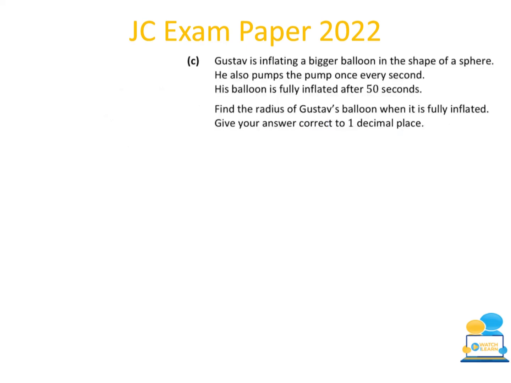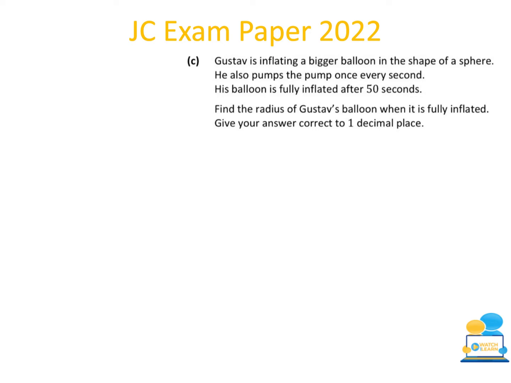So the last part of this question says that Gustav is inflating a bigger balloon in the shape of a sphere. He also pumps the pump once every second. His balloon is fully inflated after 50 seconds. Find the radius of Gustav's balloon when it is fully inflated and give your answer correct to 1 decimal place.